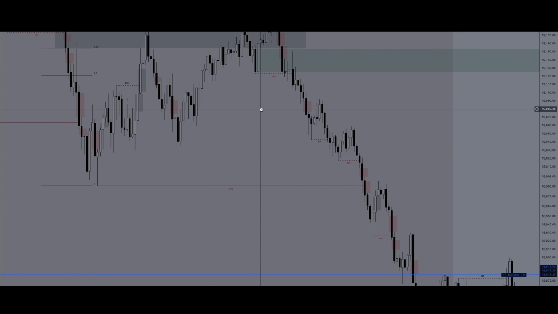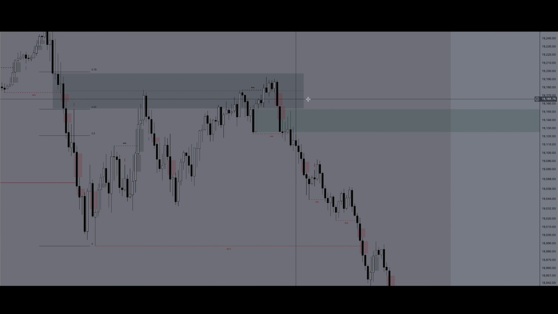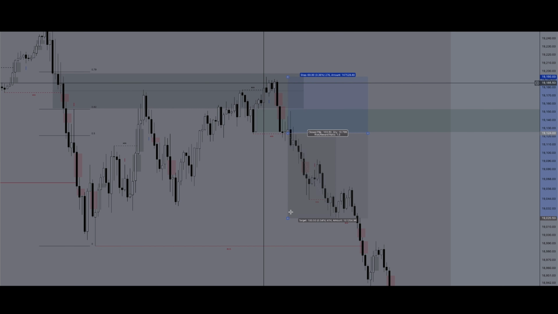Targeting sell side liquidity and that new day opening gap, and we could have, right at that market structure shift and the breaker, targeted a 1 to 2 there.